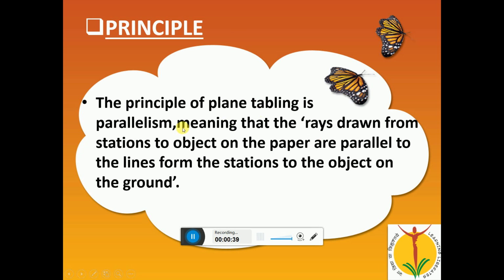What is meant by parallelism? Parallelism says that the rays drawn from the station to the object on the paper are parallel to the lines from the station to the object on the ground.